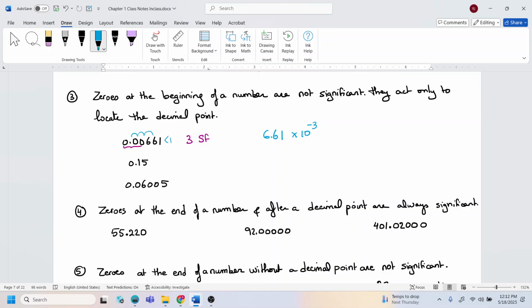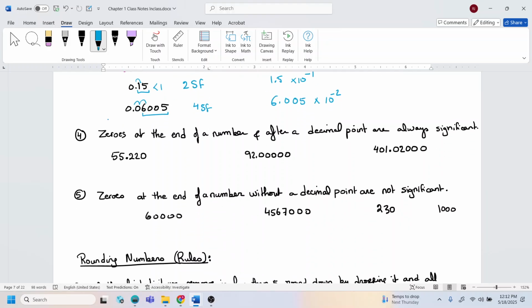0.15, this one is going to be two significant figures. And if I want to represent it as a scientific notation, I just moved it once. So that's going to be 10 to the negative 1 because 0.15 is less than 1. This one again, all of these are sig figs. The zeros before the 6 are not significant figures. So this is going to be 4 significant figures. And if I want to represent it as a scientific notation, it's going to be 6.005 times 10 to the negative 2.